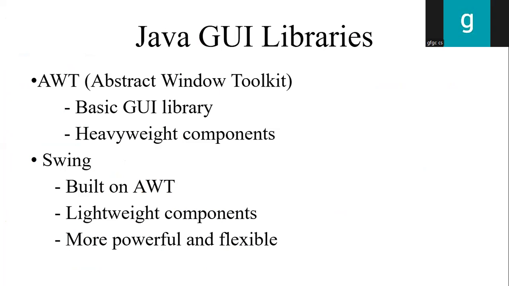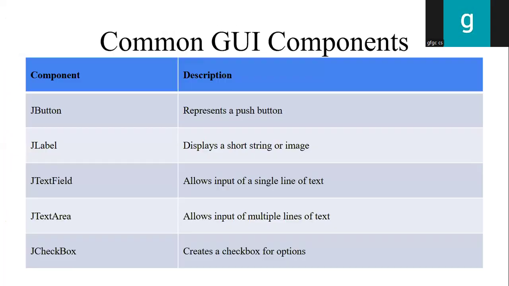Java GUI libraries. First one is AWT, Abstract Window Toolkit. This is the basic GUI library and heavyweight component. Swing is built on AWT, a lightweight component, more powerful and flexible. Common GUI components are like button, label, text field, text area, and checkboxes.